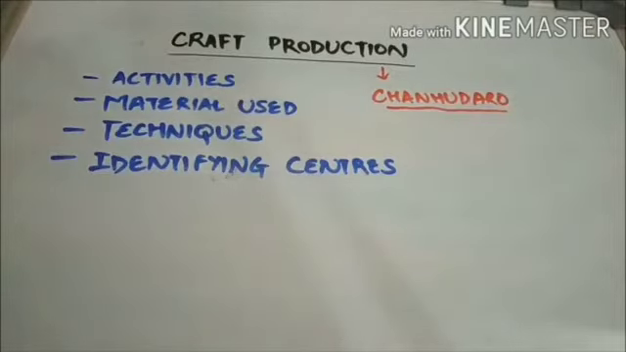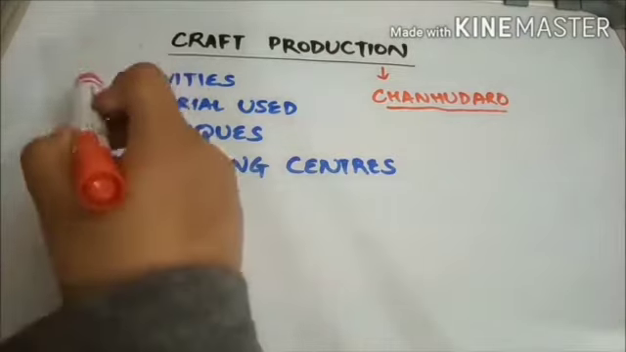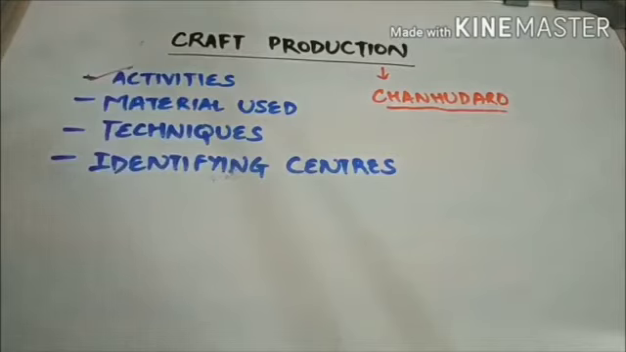Okay, so now coming on to the next topic, which is finding out about craft production. There is a mention of one site in particular, which is Chanudaro. This was a small settlement devoted to craft production, and the different activities of craft production included bead making, shell cutting, seal making, weight making, etc. Next, coming to the material used. For beads specifically, the material used was carnelian, jasper, crystal, etc.